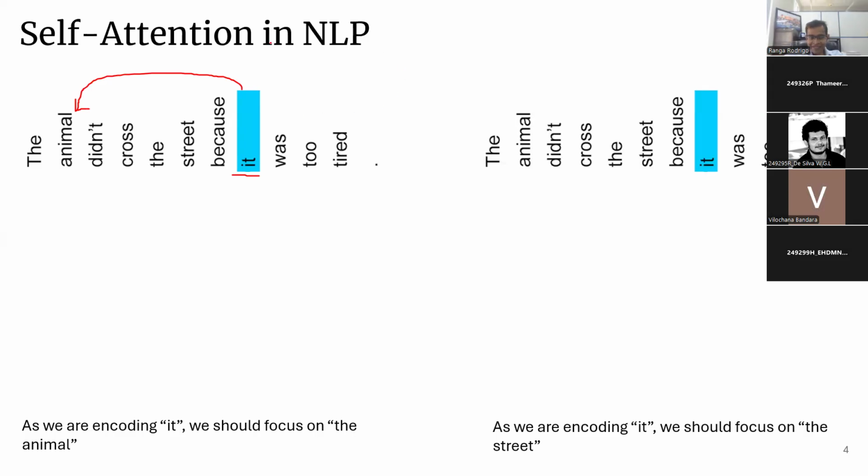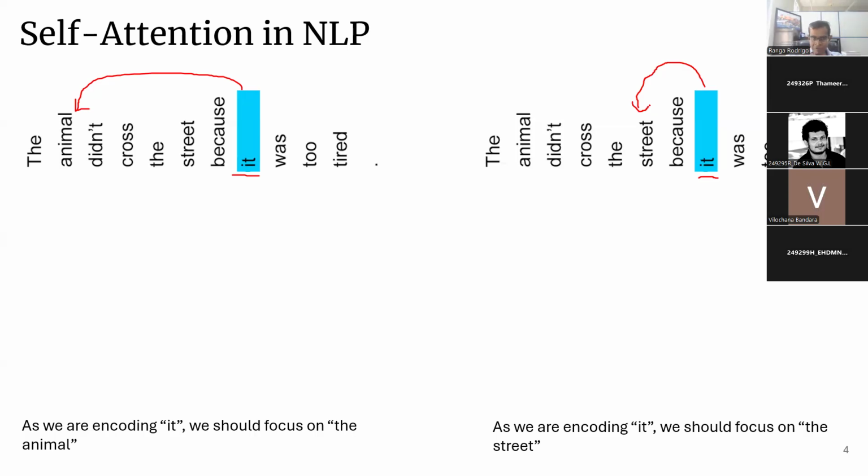But if you take the second sentence, this it refers to what? The animal didn't process it because it was too wide. It refers to the street. So you can see, based on the context, what each word should attend to is different.